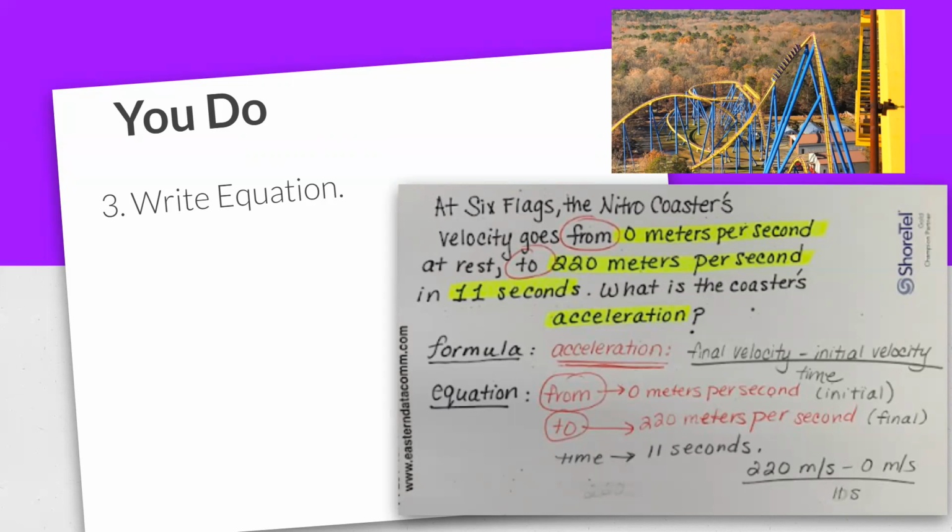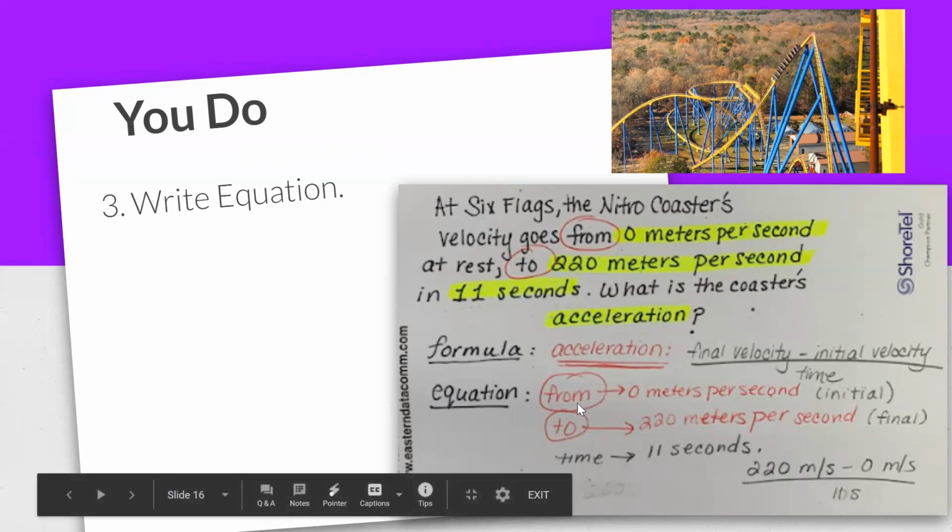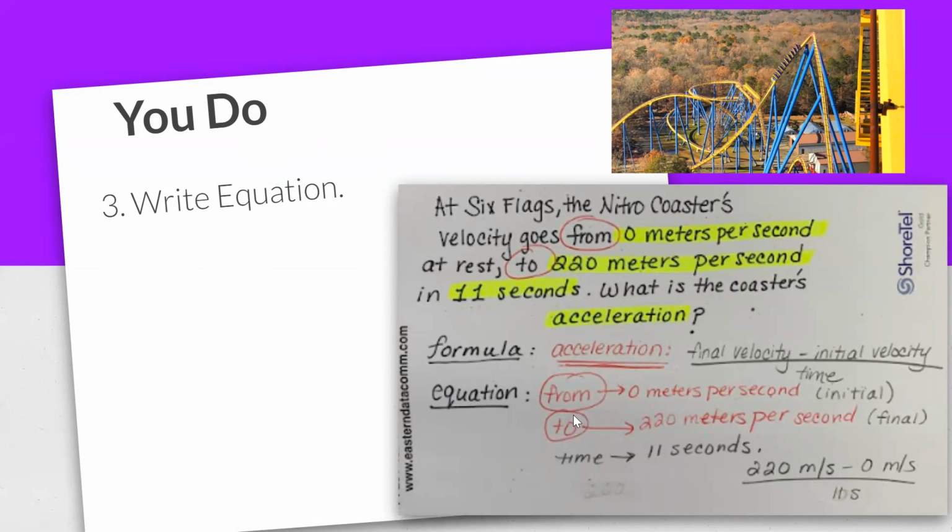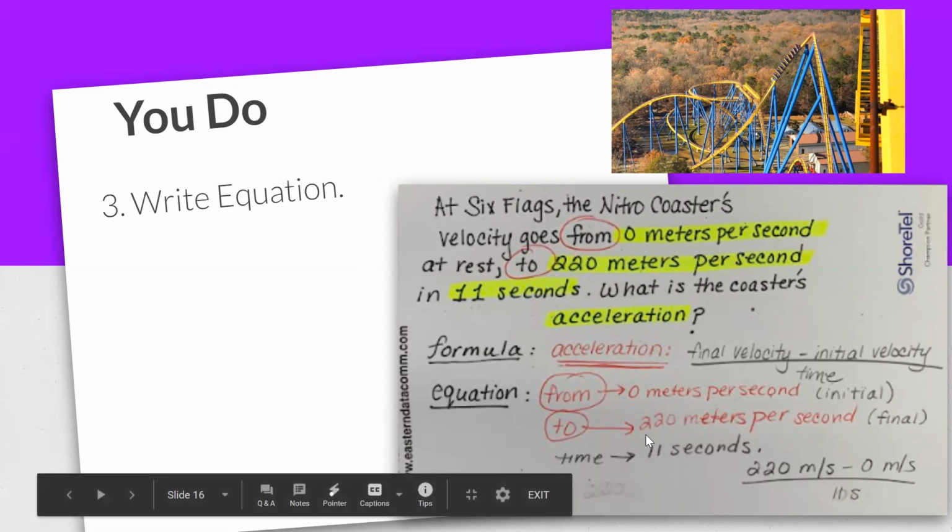Final means ending, the end all be all, right? So that would be 220 meters per second. Even if you look here, from 0 meters per second, as it took off and started going up the hill, or if it goes around the bend, I'm not sure, I don't remember, it goes to 220 meters per second.